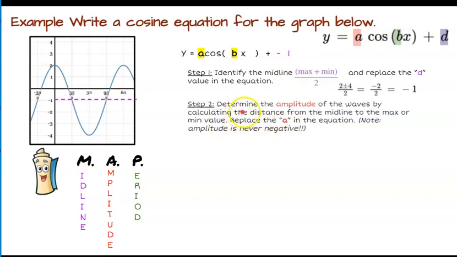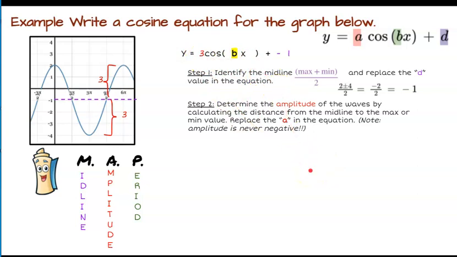And then step 2, let's determine the amplitude of the waves by calculating the distance from the midline to the maximum or minimum value, and then we will replace the a in the equation. Again, the amplitude is never negative, okay? So from -1, because that's our midline, we count to the maximum, which is 2, and we know that's going to be 3 units. So our a is going to be 3, and we'll replace that in our equation.